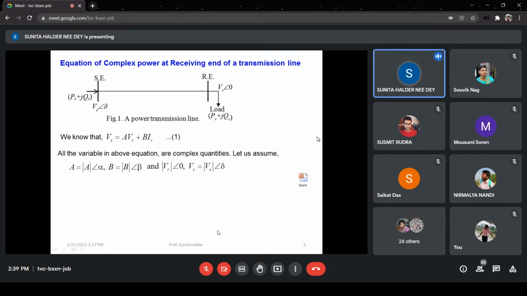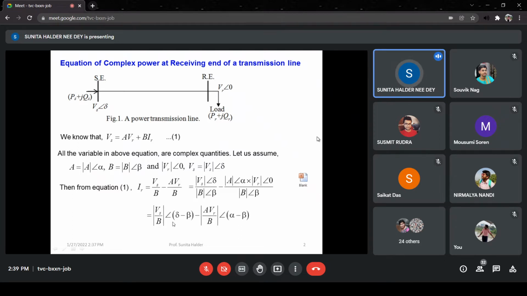The angle delta should be leading because the sending end voltage should lead the receiving end voltage to supply active power. So from this equation 1, we can write the expression of current: IR equals Vs by B minus A VR by B. Now if we convert it into complex quantities in polar form, Vs by B at angle delta minus beta, minus A VR by B at angle alpha minus beta. So this will come.